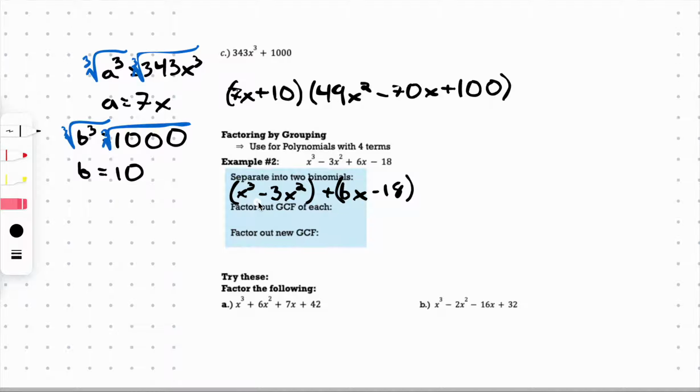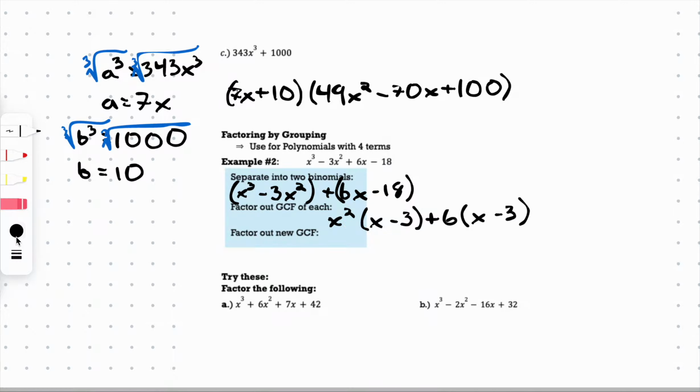Now, we want to factor out the greatest common factor from both of these binomials. So what's the greatest common factor of x cubed minus 3x squared? Well, that's just going to be x squared. And when we factor that out, we get x minus 3. Then conversely, here we also want to factor out the greatest common factor out of this binomial. So the greatest common factor of 6x minus 18 is 6. Then we have x minus 3.